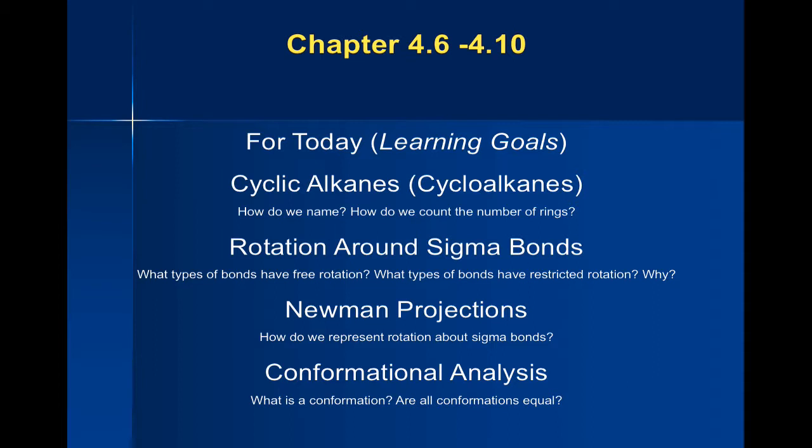We're going to talk about rotation around sigma bonds. We're going to see how we can have free rotation around the bond and why that's important. We're going to talk about a projection called a Newman projection. In other words, how do we represent something as it rotates around a sigma bond? We use what's known as a Newman projection to do that.